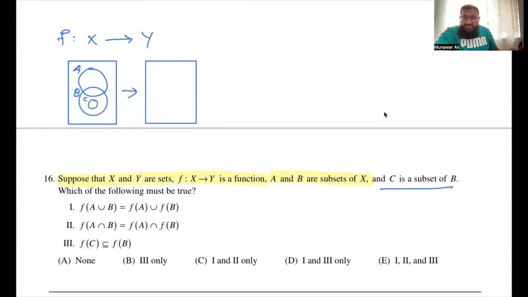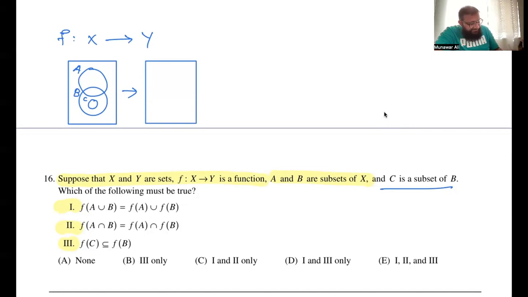Which of the following statements must be true? So I'm given three statements. I have to analyze all these statements independently and see which one of these is true and which one of these is false. Then I have options at the end. So I'll start from statement 3, because it is going to be the simplest of all.